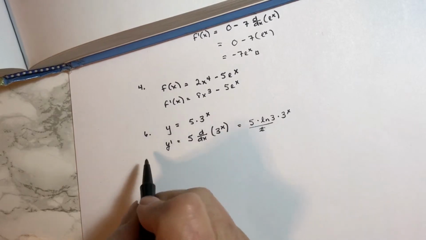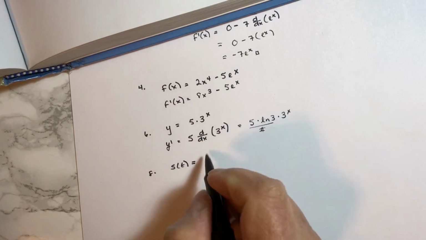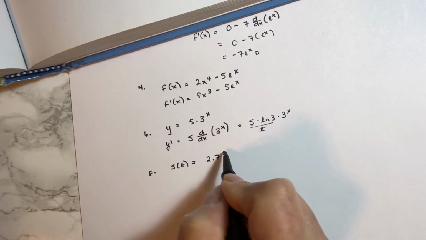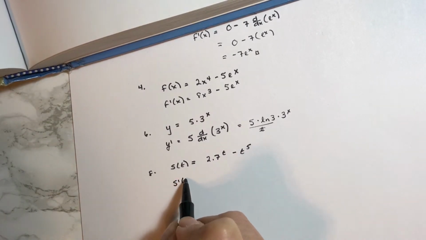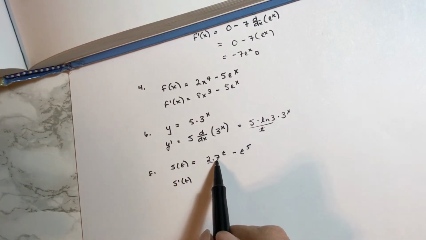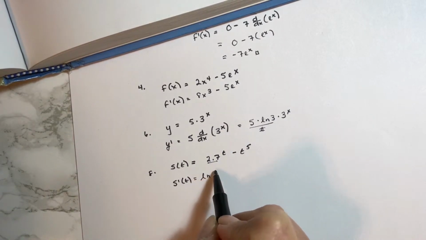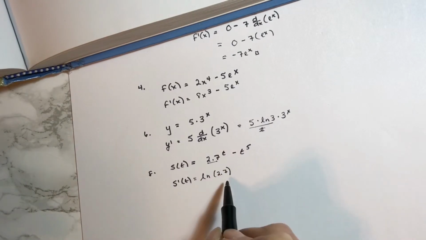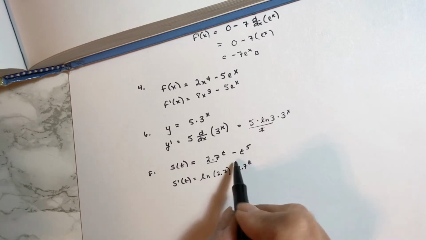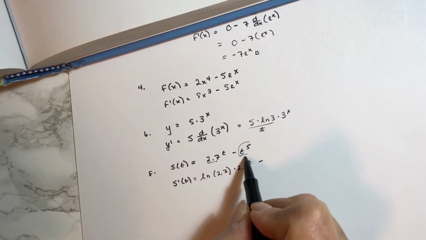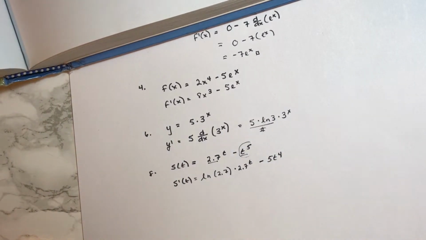Let's see, here's another one. Number 8, s of t is equal to 2.7 to the t minus t to the 5th. So the derivative, now this is exponential, this is a numerical base raised to a varying power, so I know that this is ln 2.7, right, times 2.7 to the t, and then this one minus this one here, I'm going to use power rule, 5t to the 4th. Guys with me on that?